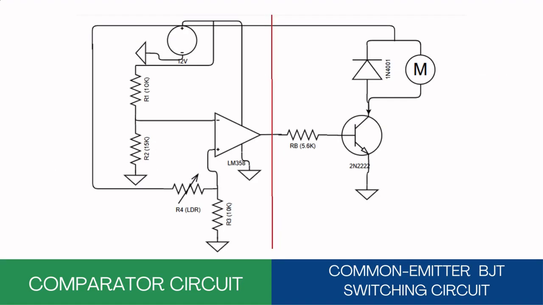On screen, we have the circuit diagram of our light detecting comparator circuit project. It mainly consists of two parts, the comparator circuit and a common emitter bipolar junction transistor circuit, which acts as a switch that turns a DC fan on or off. And to further discuss each component and its function, we have Mika Manalili.